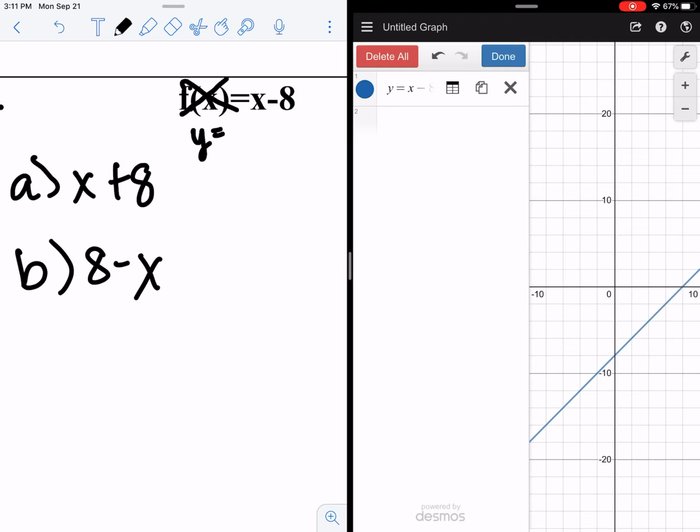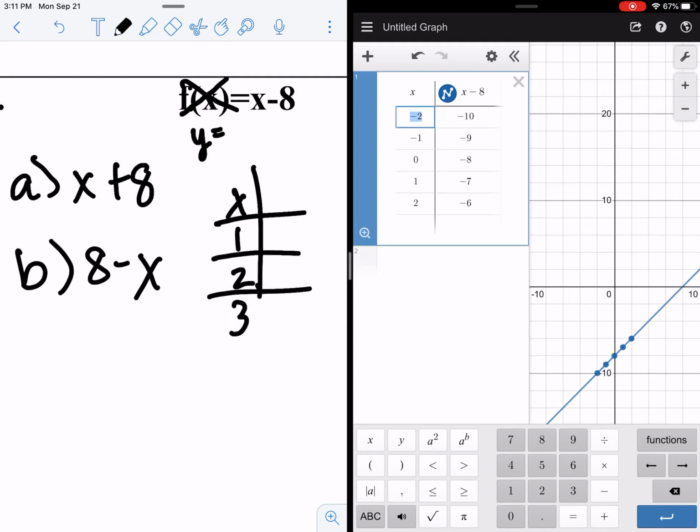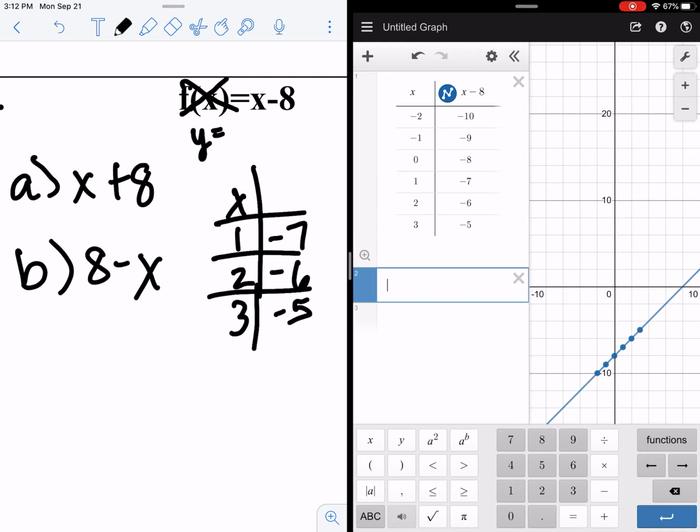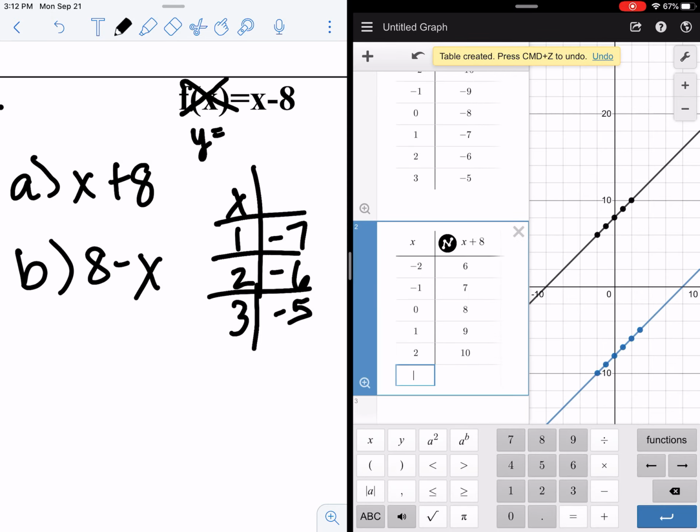Pull up a table, and I want you to pick 3 positive points. So you can say 1, 2, and 3. When x is 1, y is negative 7. When x is 2, y is negative 6. And when x is 3, y is negative 5. All right. I'm going to then type in my answer. Y equals x plus 8. I don't even care about this graph. I don't care about none of the points I'm given.